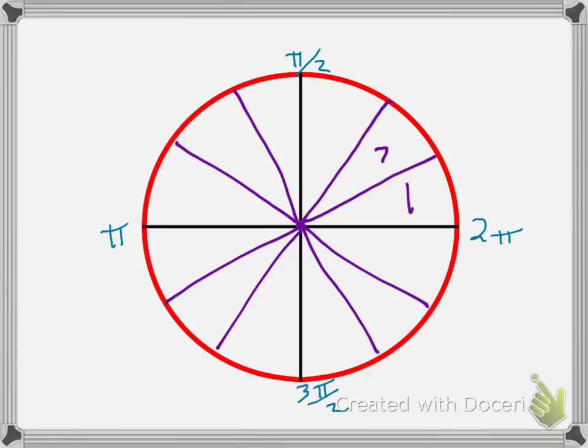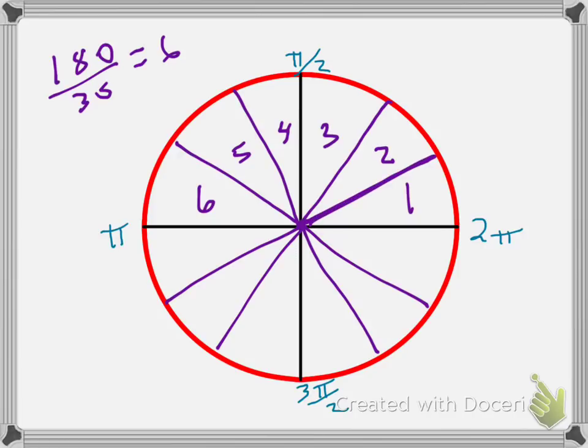That's 1, 2, 3, 4, 5, 6. And that makes sense because these are 30 degrees. Right. And out of 180 degrees, 30 degrees, there are 6 of those pieces. Right. So what do we call this angle in radians? I would call it 1 pi over 6 because I'm dividing my pie into 6 pieces. So that's 1 pi over 6.